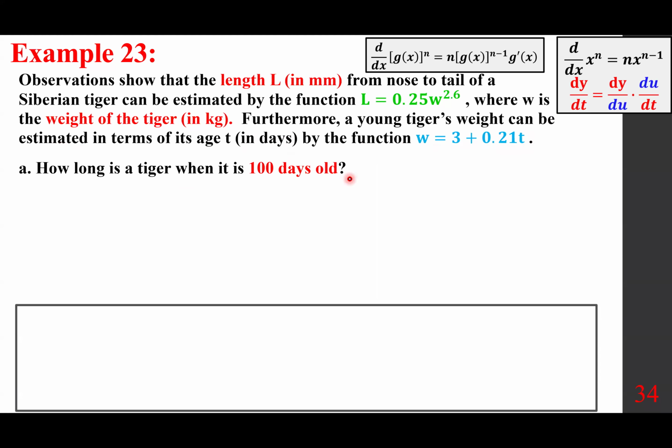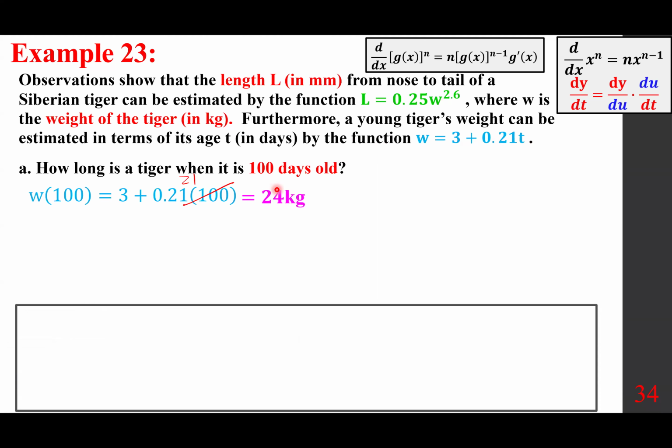There are two ways to do that, and I'm going to look at both ways. One way is just the weight is given. So if you put 100 into this formula, because t is 100 days, it gives you the weight. Of course, 0.21 times 100 is 21. Remember, two decimals, two zeros cancel each other. We have 24 kilograms.